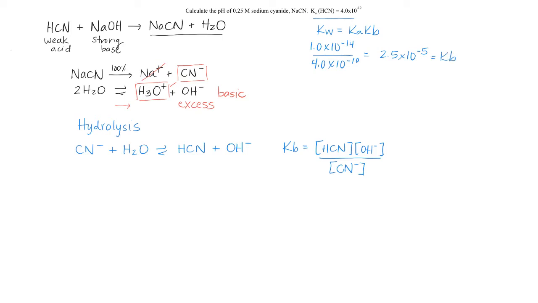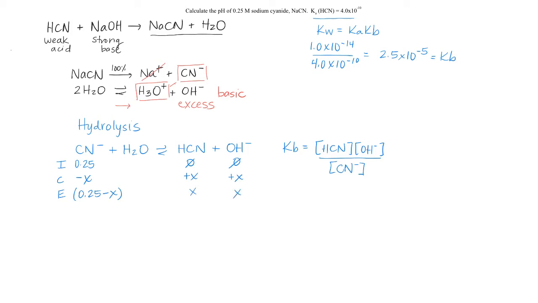Now we're ready to set up our ICE chart. The initial concentration of CN- is 0.25 molar. That comes from the dissociation of the sodium cyanide. We have no HCN or OH- ions initially. Our change is minus x, plus x, and plus x because the reaction proceeds forward. And our equilibrium concentrations are I plus C.